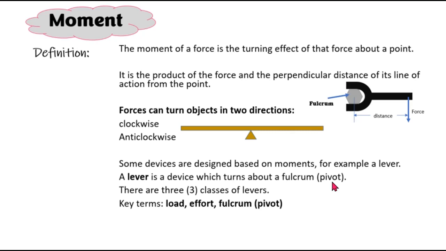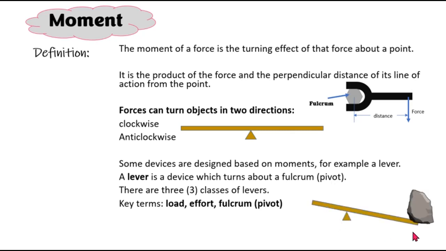It's what is already there and you're trying to lift it or to turn it. And then effort now is what you, the individual, is putting in. Fulcrum or pivot is the point about which the lever will turn. So let's look at this example.